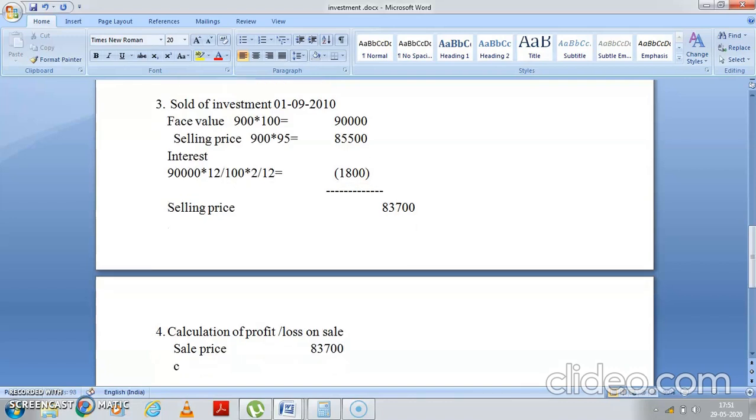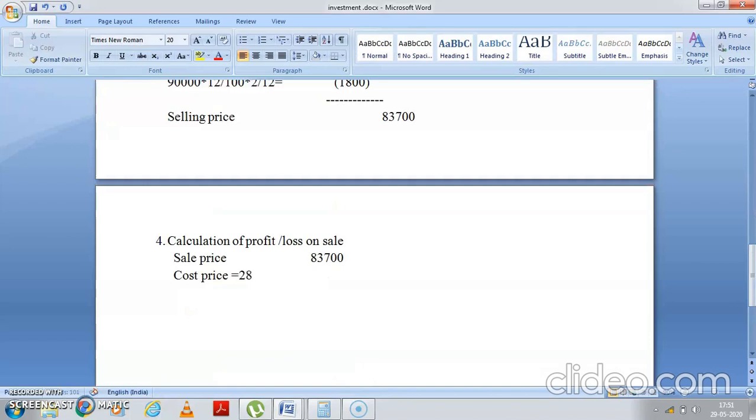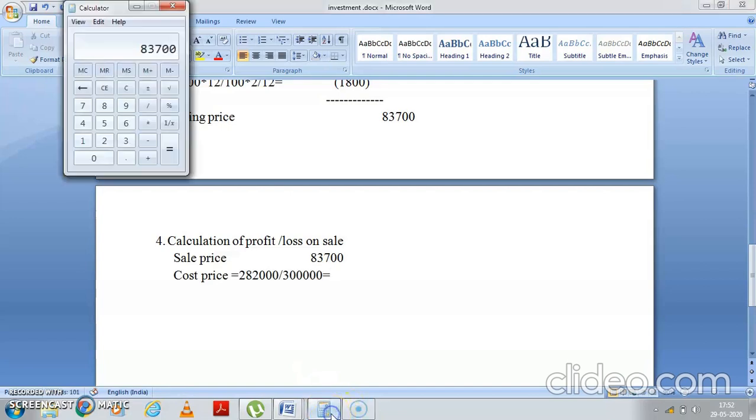Now I'm going to remove the cost price. I have told you how the cost price is calculated. So now the only thing is, you have to go and see the percentage. Now see, in capital only you have the debit side. There is nothing on the credit side. You have not sold. So 2,82,000 divided by 3 lakhs. So you are going to get 2,82,000 divided by 3 lakhs, which is equal to, so what are you getting per unit? Sorry, divided by 3 lakhs.